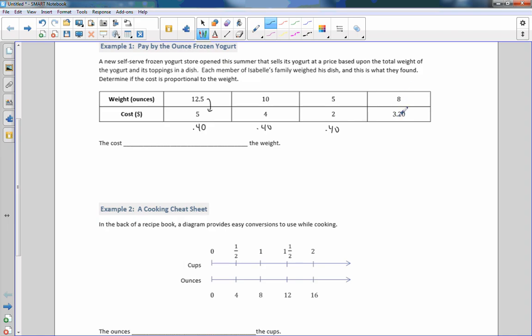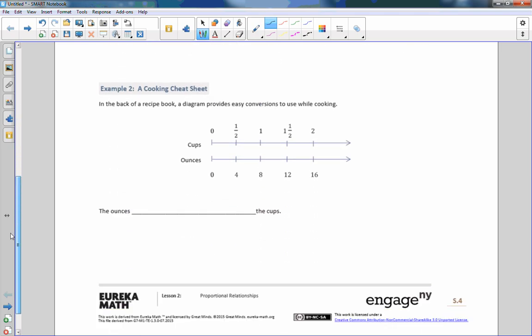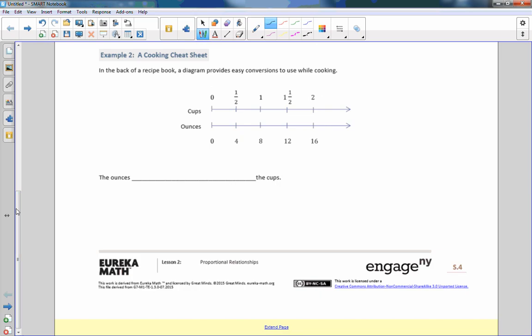And then finally, well, 32 divided by 8 is 4. And then the one decimal place, that will also be 0.4 or 40 cents. Okay, so then I'd answer this. It says determine if the cost is proportional to the weight. So now I would say the cost is proportional to the weight. Okay, when all these values are the same, everybody paid the same amount per ounce, and it is a proportional cost.